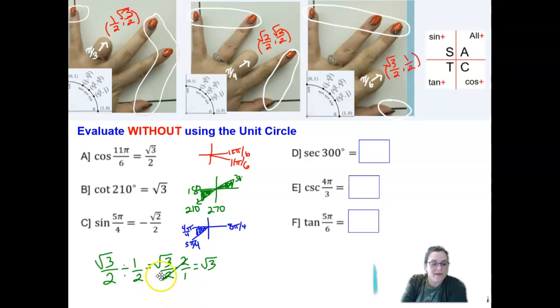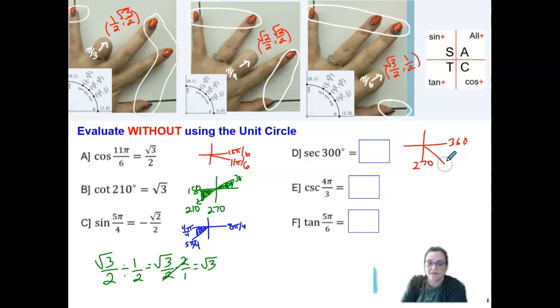Okay, secant of 300 degrees. So 300 degrees is in quadrant 4. This is 270. This is 360.